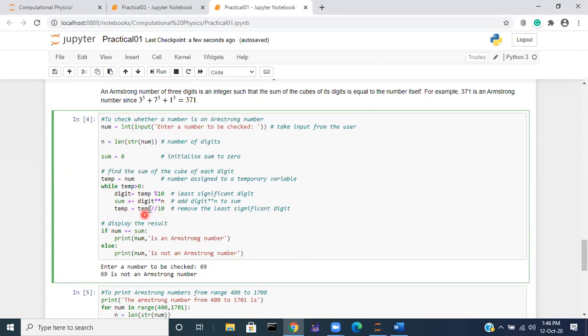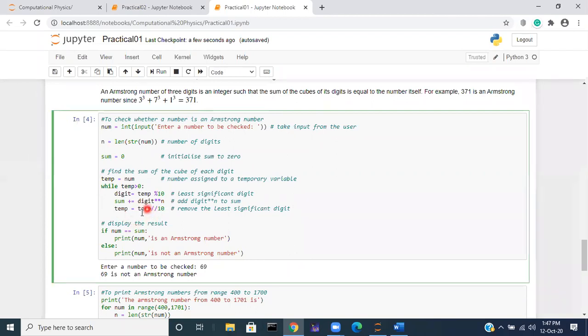Temp has the number 371. Divide 371 by 10. What will be the quotient? 37. So you throw away the least significant digit and you take the remaining digits, which are 3 and 7. This number 37 you store in the variable temp.